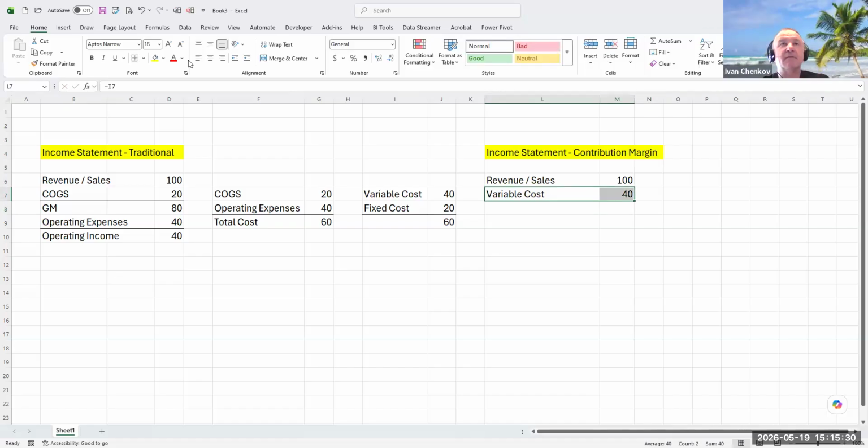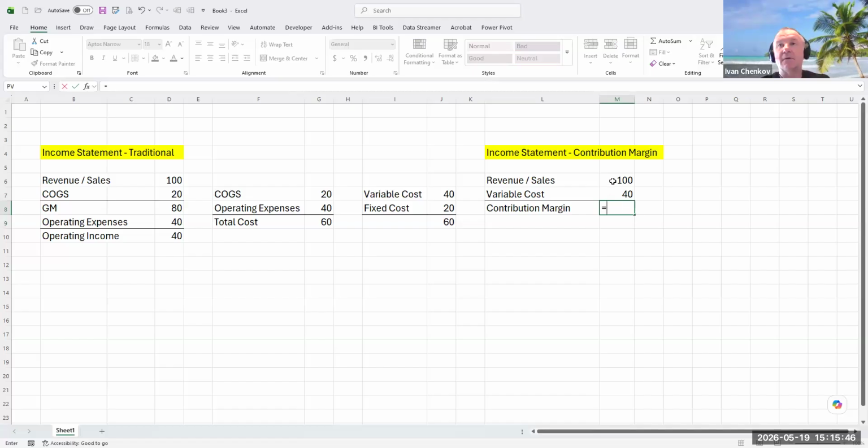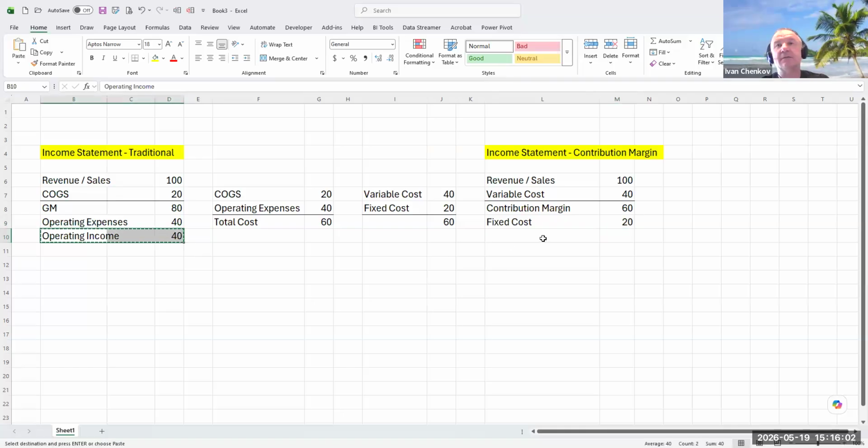Then after that, I'm going to have a new calculation, which will be contribution margin, which in my case is 100 minus 40. And after that, I'm going to have the fixed cost of 20. And my operating income is going to be exactly the same. I cannot change it. Don't forget, I cannot change the income.